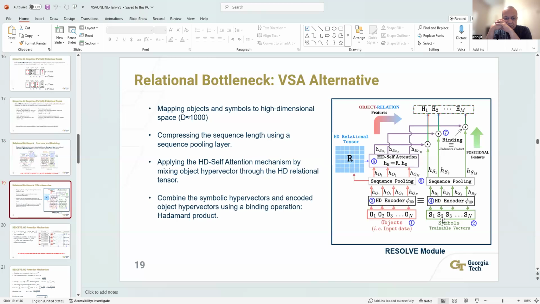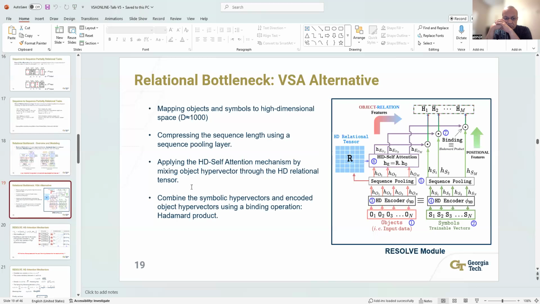In parallel, we have a set of symbols that we will map to the high dimensional space with an HD encoder. And we will apply the same sequence pooling. And finally, we will bind the encoded hypervector with the symbolic hypervector. And this will carry both object relational feature and positional feature.